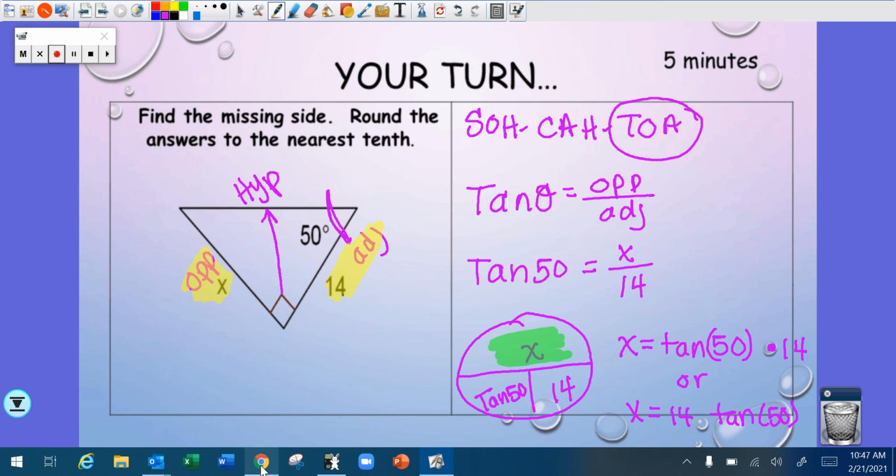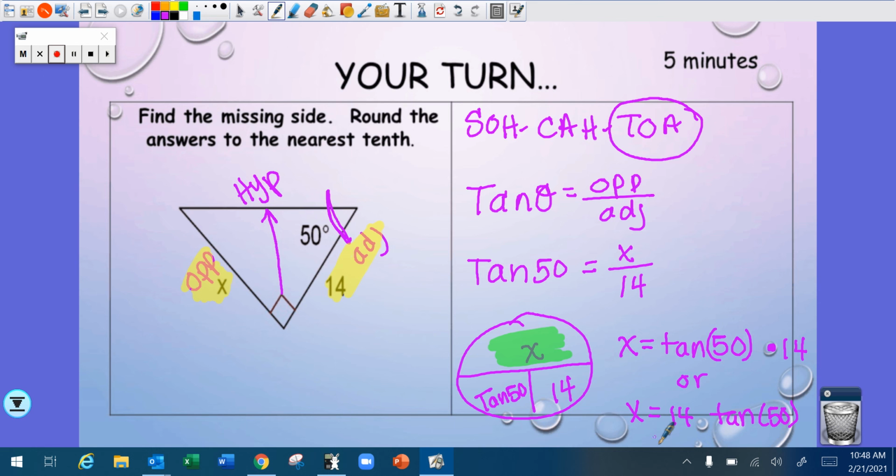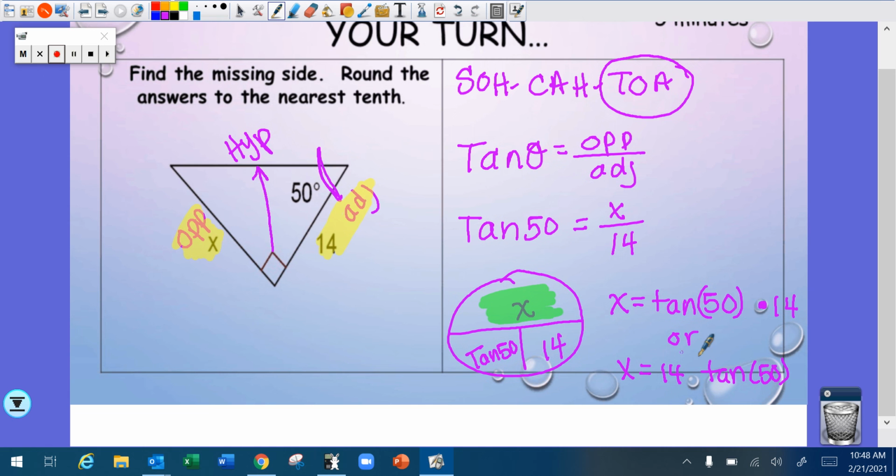Okay, so we're going to use our calculator. I'm going to say 14 times tan of 50, 16.68 or 16.7, or you can do tan of 50 times 14, which is 16.7. So either way, you can put that in the calculator. So x equals 16.7, and you can always say units. All right.